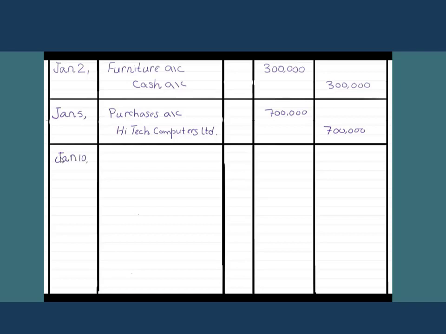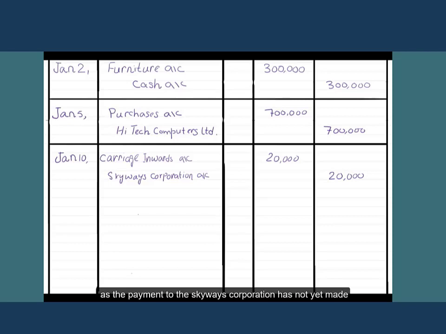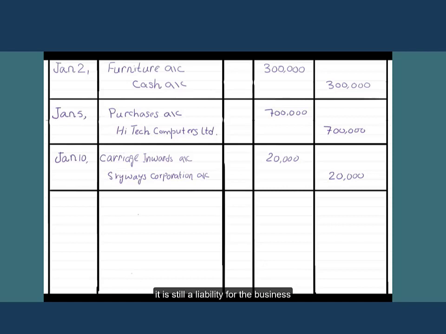January 10, carriage inward account debited by 20,000 and Skyways Corporation account is credited by 20,000. As the payment to the Skyways Corporation has not yet been made, it is still a liability for the business, and when liabilities increase, we make a credit entry.